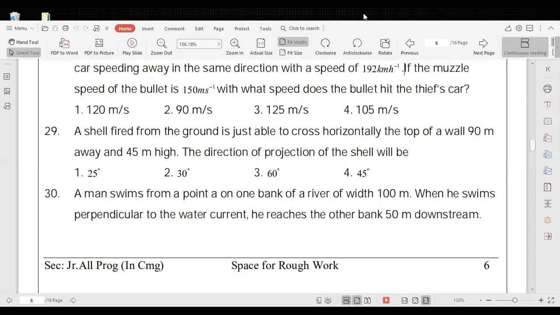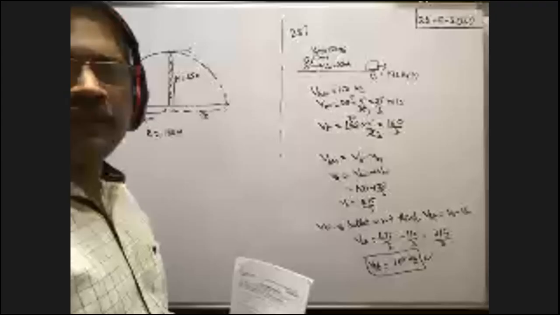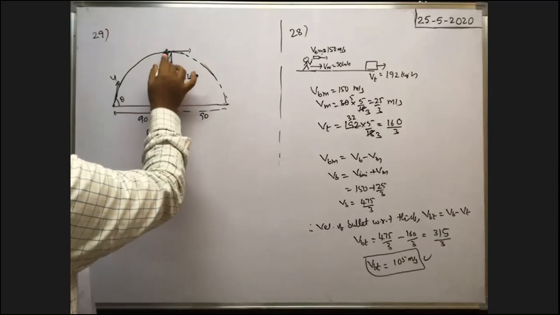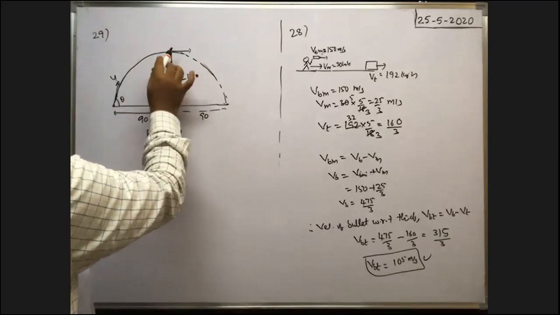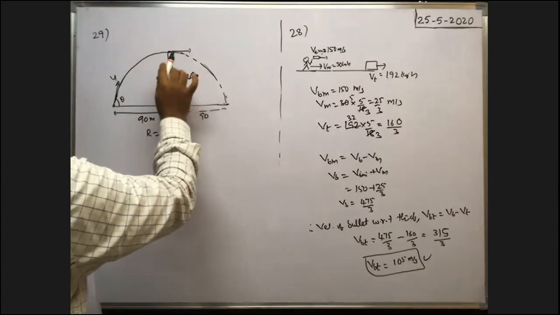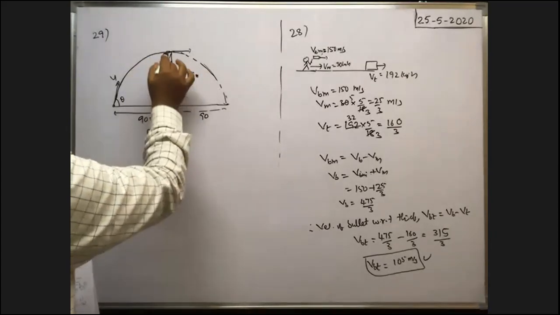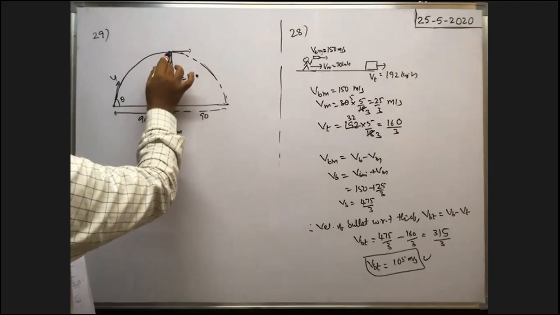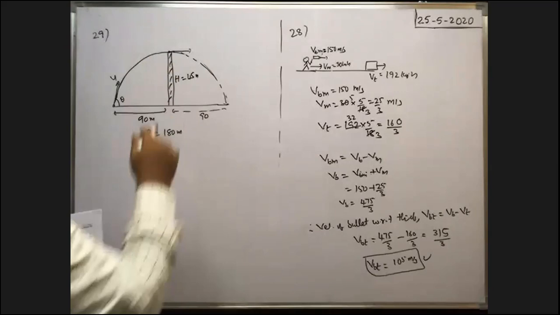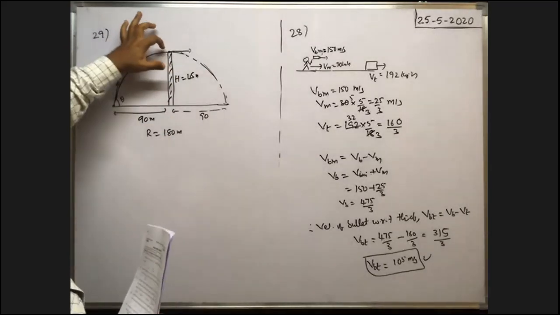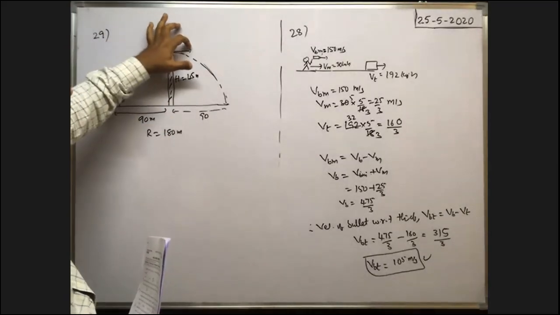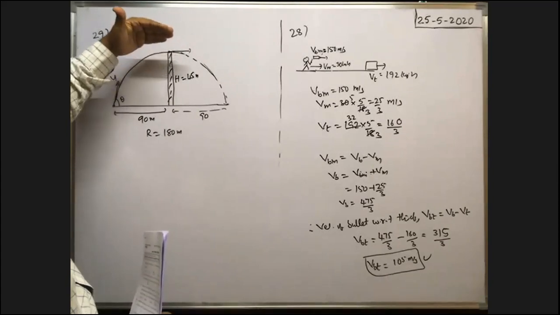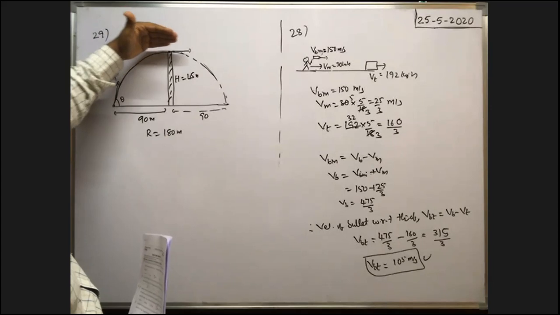Now you see here, while the shell is passing through the top of the wall, the direction of motion of the shell is horizontal. That indicates the top of the wall is the highest point of the projectile. Because in case of an oblique projectile, at the highest point it has only the horizontal component of velocity, no vertical component.